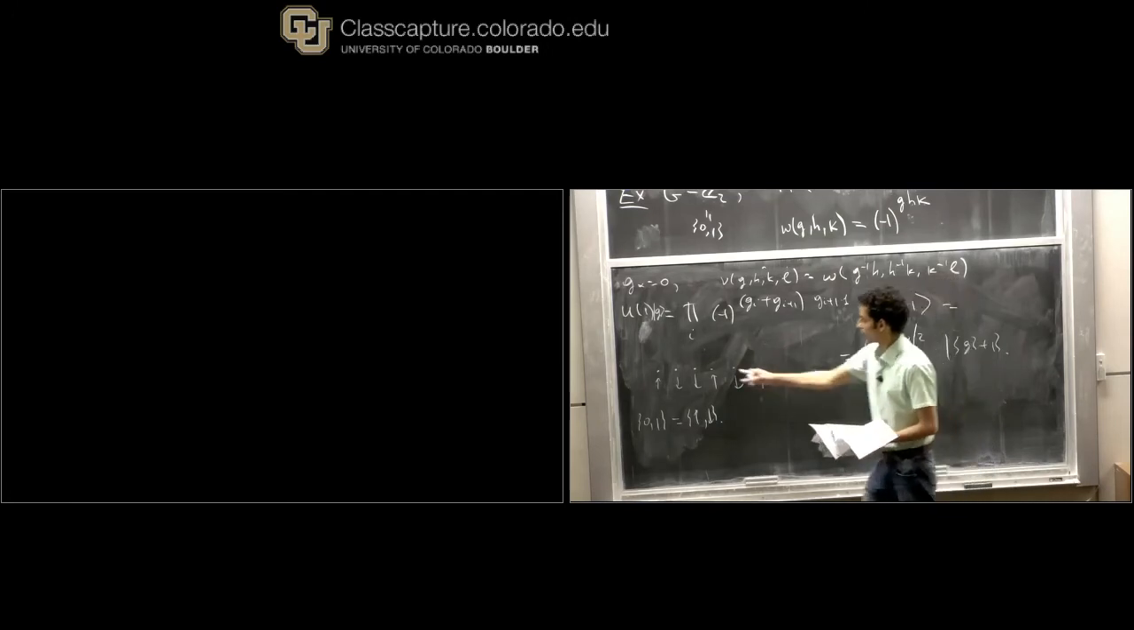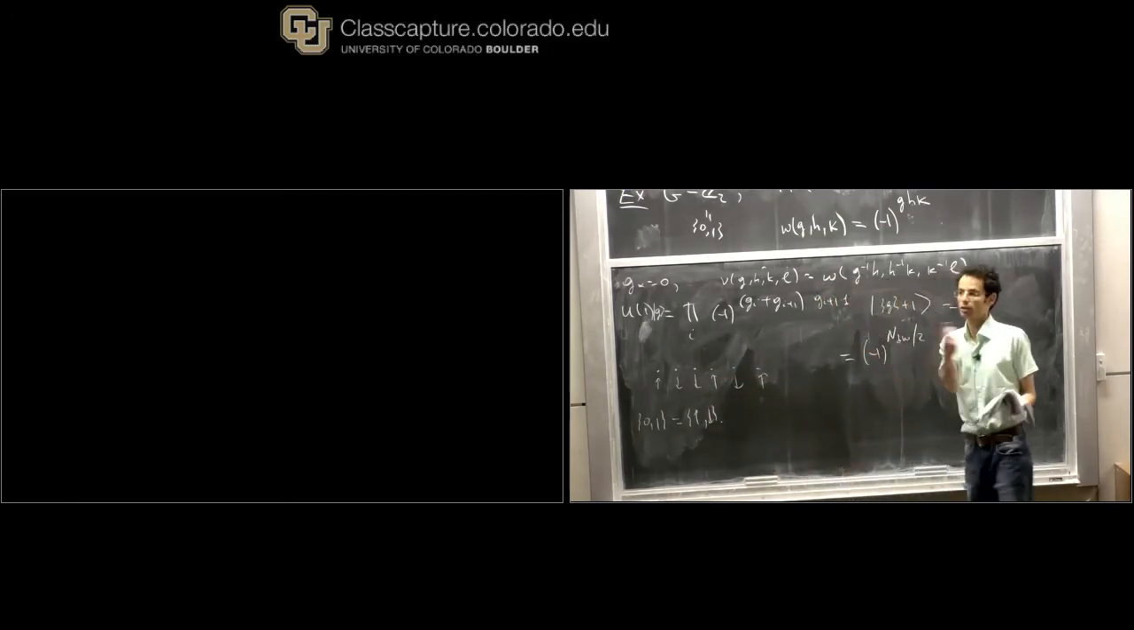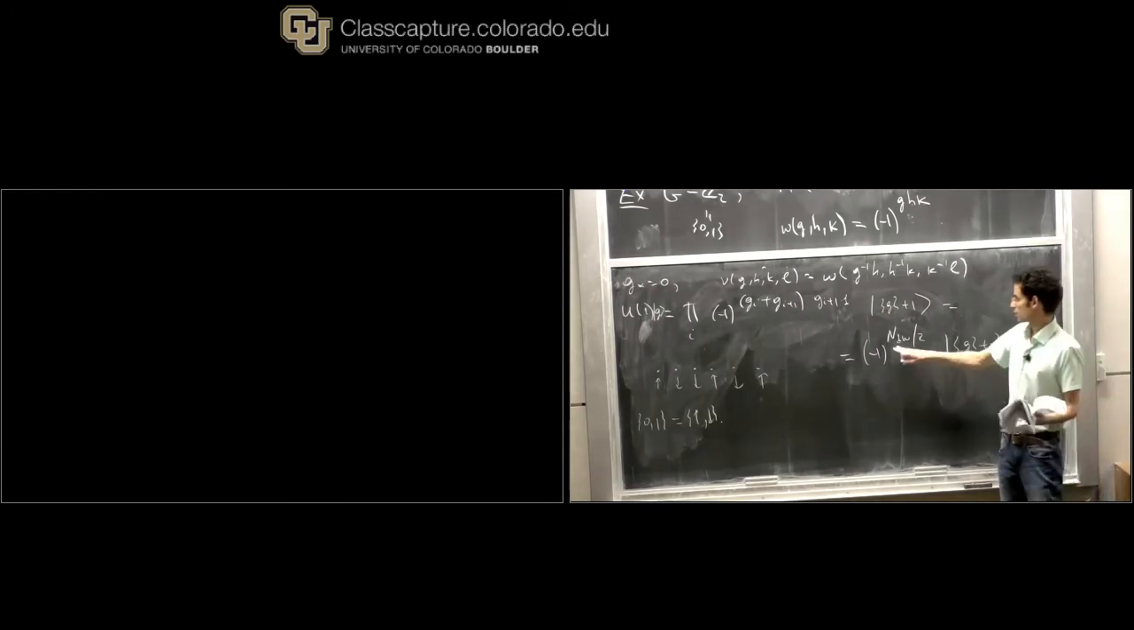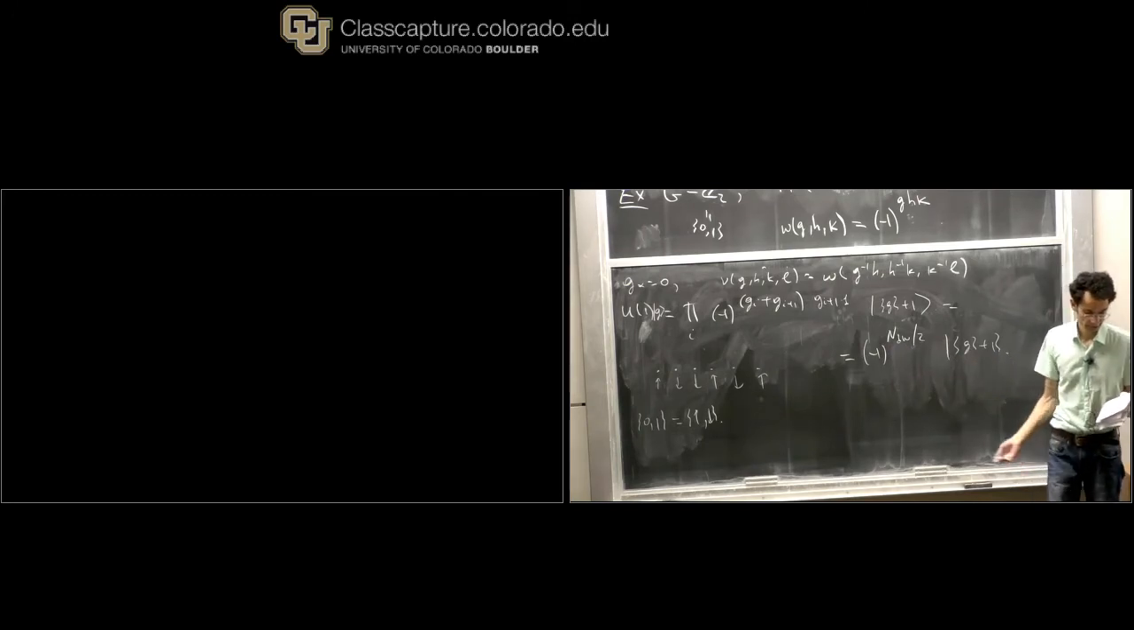Right? So whenever I have an up next to a down, that's a domain wall. On a circle, the number of domain walls is even, so this is going to be an integer. So (-1) to that power, I either get a +1 or -1.